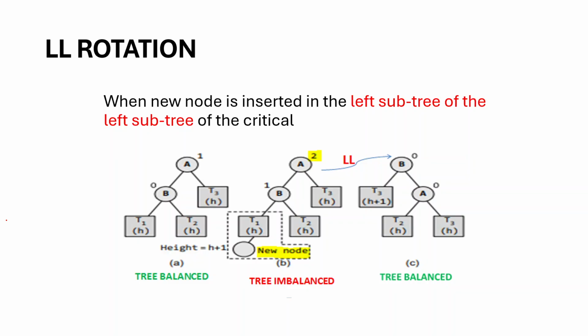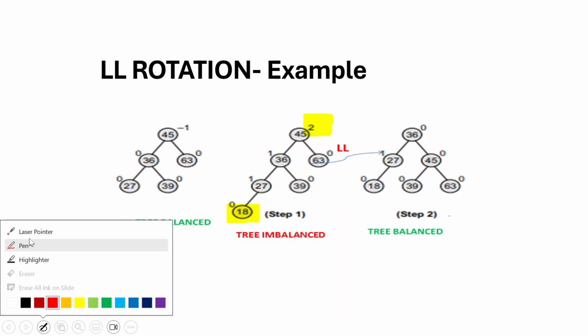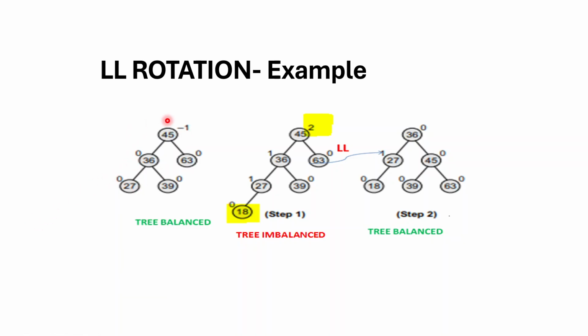For example, you can see here the balancing factor of 45 is -1, because left subtree height is 1 and right subtree height is 2. So 1 minus 2 is -1. And for this one, left subtree is 1, right subtree is 1, so 0 balancing factor. For 27, there is one left subtree, right subtree 0. For 39, no left subtree, right subtree 0.